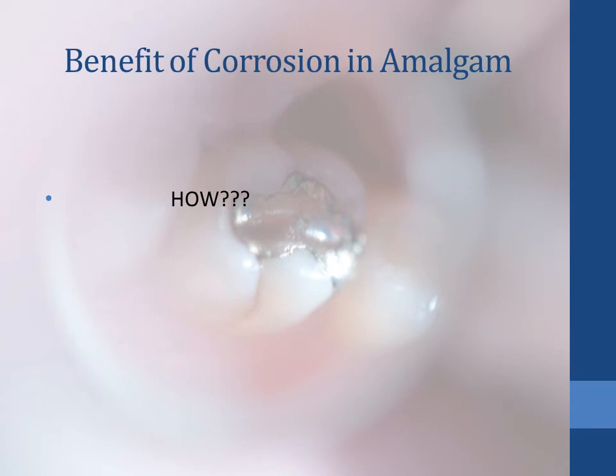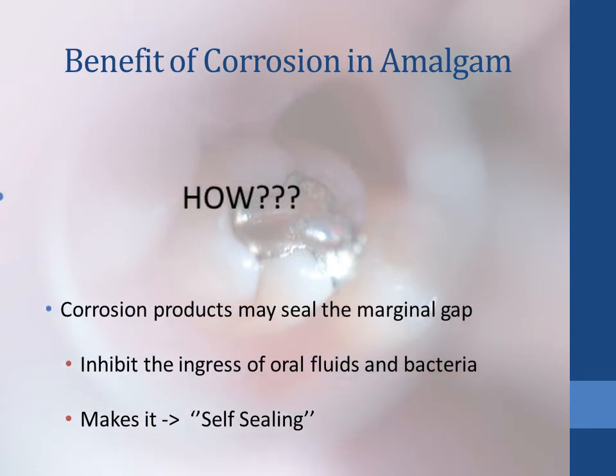So we talked about corrosion in amalgam, what phases contribute to it, and the detrimental effects of corrosion in amalgam. But at the same time, it's been said that corrosion is actually helpful and beneficial in amalgam. Now, why is that? Because the corrosion products we discussed in the previous slides actually seal the marginal gap.